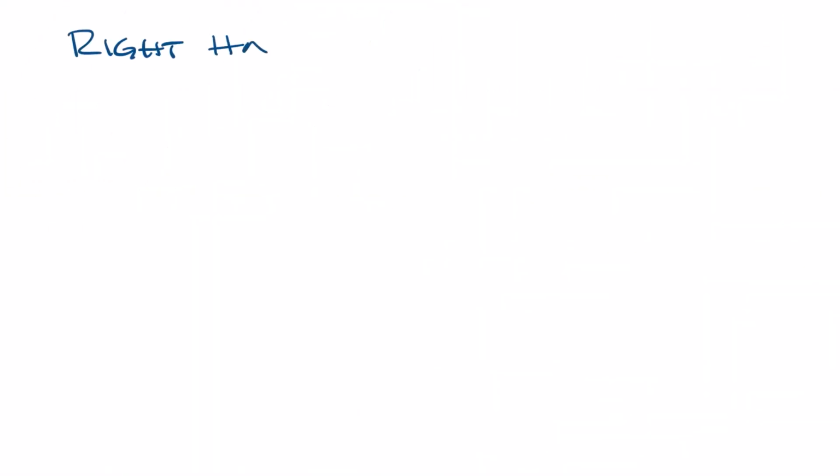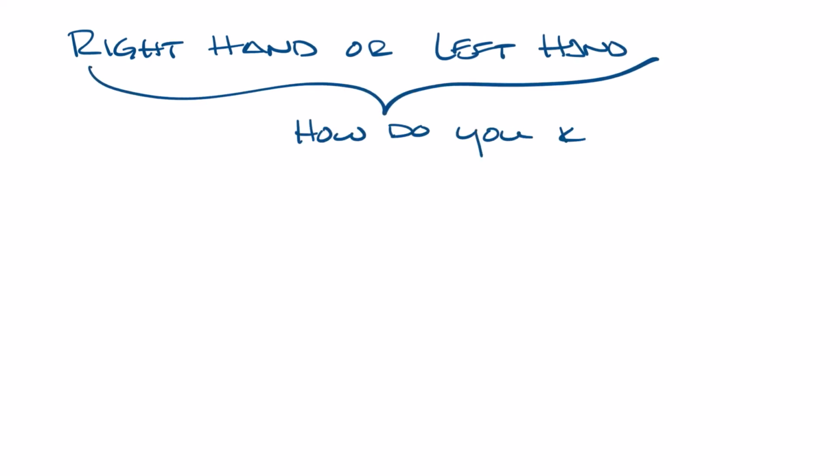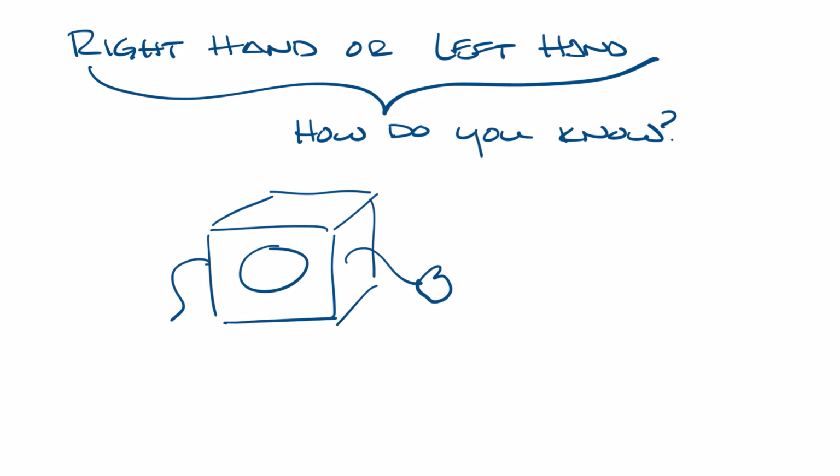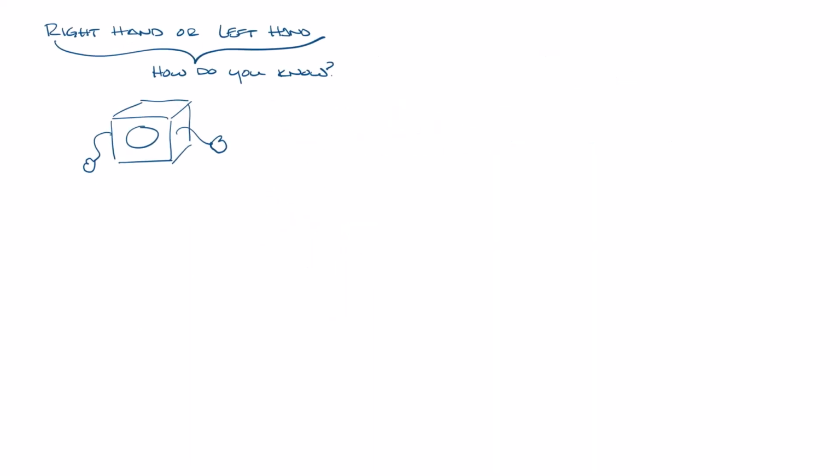When you order a VAV box, you have to know whether it needs to be right hand or left hand. But how do you know what hand your box is? Right hand and left hand in VAV boxes is about what side the controls are on.